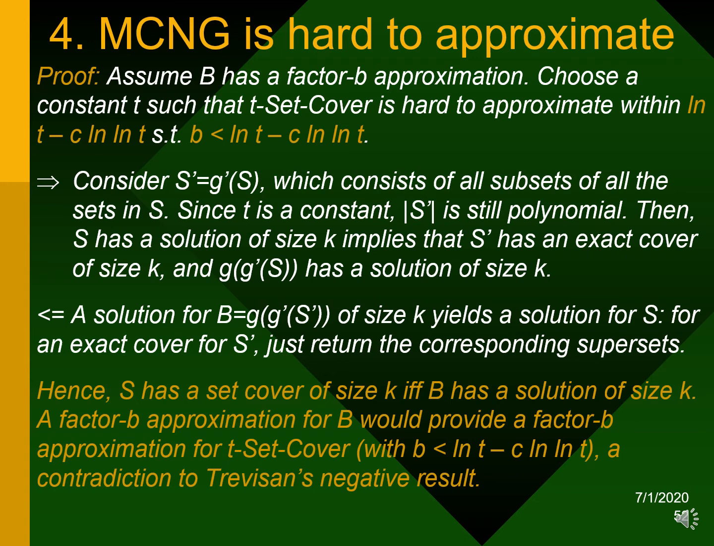Basically, we can show that S has a set cover of size K if and only if B, in this case MCNG, has a solution of size K. Therefore, any factor-beta approximation for B would provide a factor-beta approximation for T-set cover, with beta less than ln T minus c ln T by assumption. Then we have a contradiction to Trevisan's negative result.